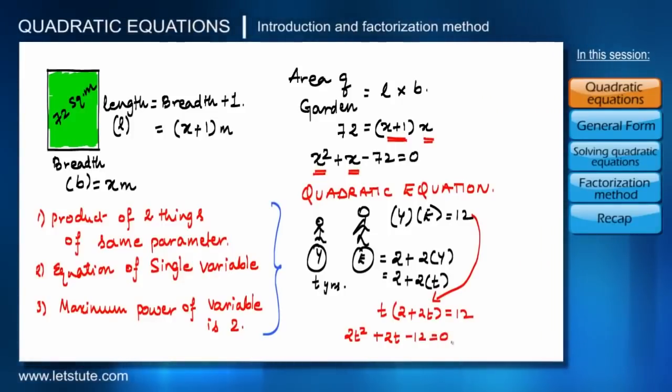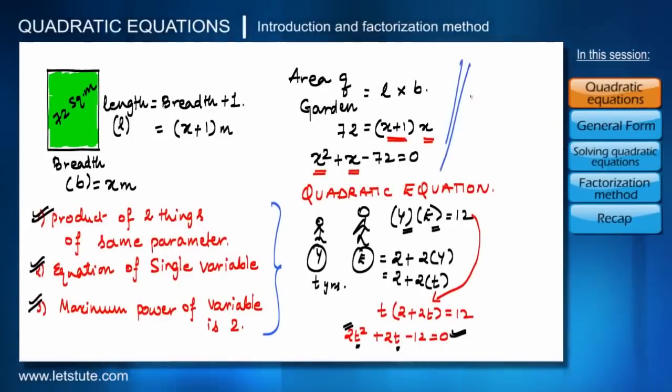In this equation we can see that we got it when we took the product of two things of the same parameter, that is, the ages of the two brothers, both in terms of years. Second, it is an equation of a single variable, that is t. And point number three, the maximum power of the variable is 2, here the maximum power of t is 2. This equation satisfies all three important points. Therefore, even this equation is called a quadratic equation.